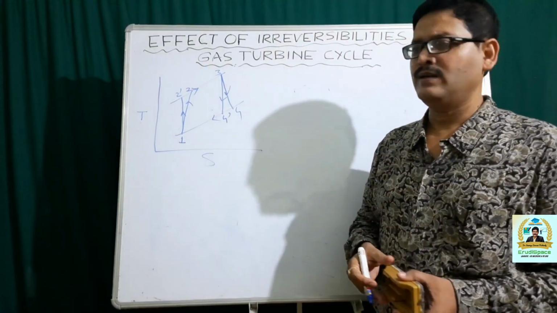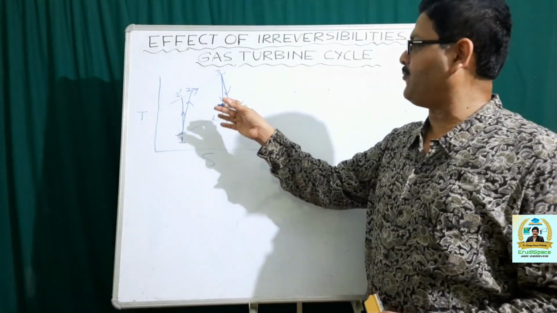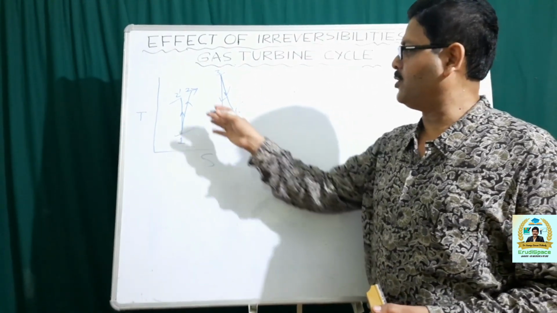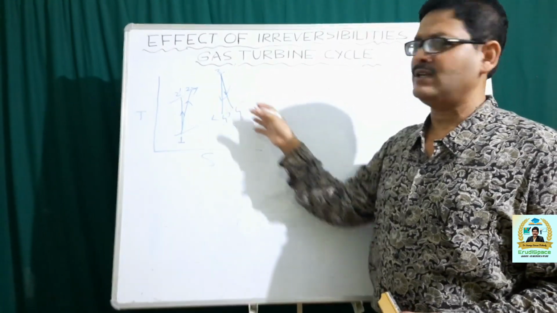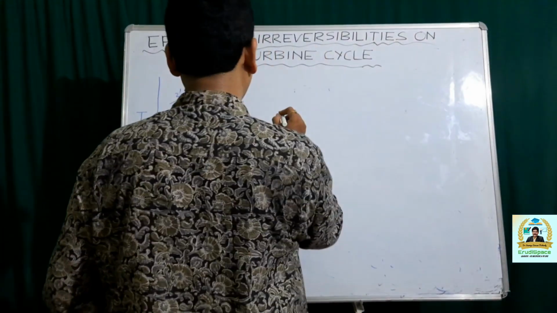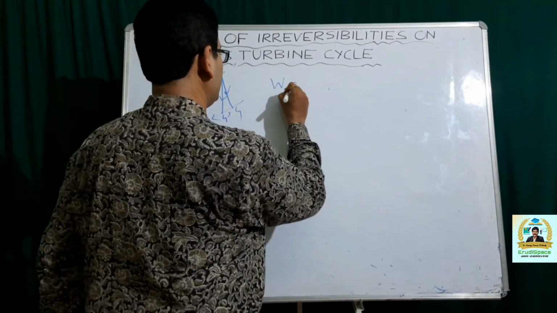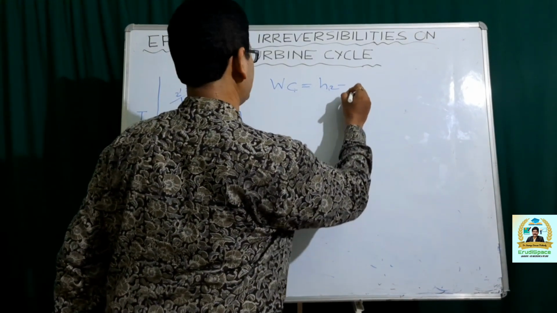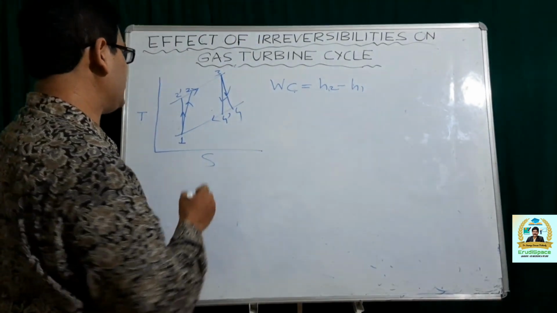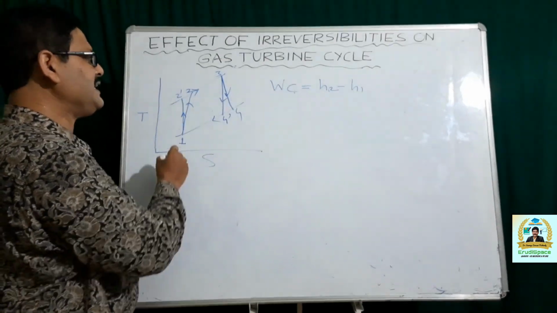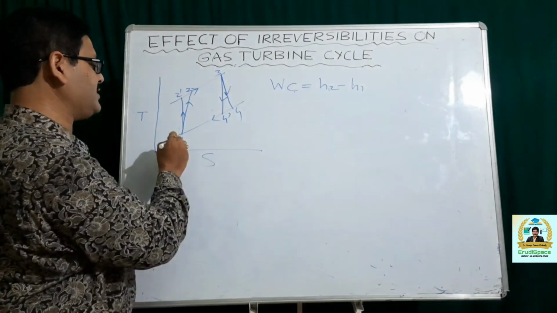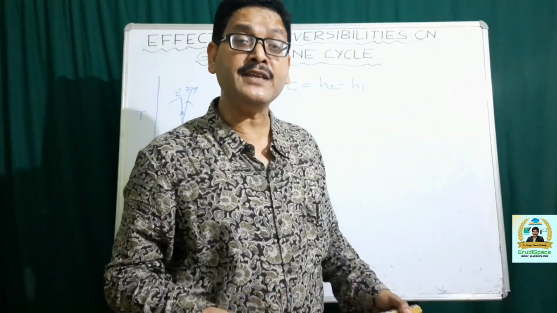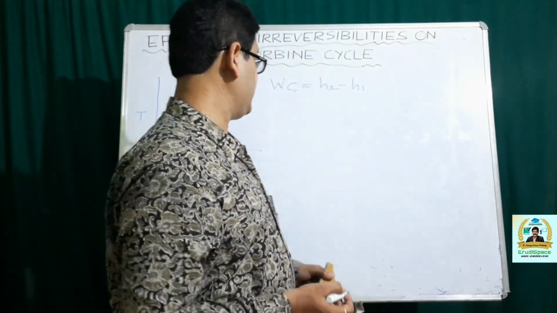Now you can observe that due to the effect of irreversibilities, there is change in both the compression work as well as the turbine work. The compression work, WC, is H2 minus H1, whereas in ideal case it is H2 dash minus H1. So the compression work is increased due to irreversibilities.